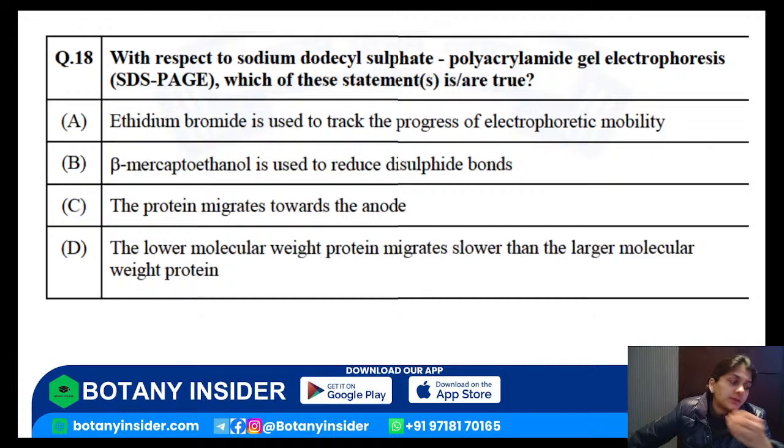Last question for today. With respect to the sodium dodecyl sulfate polyacrylamide gel electrophoresis, that is SDS PAGE, which statement is or are true? Very simple. It is asking you the question about the SDS PAGE. Mark the answer quickly.